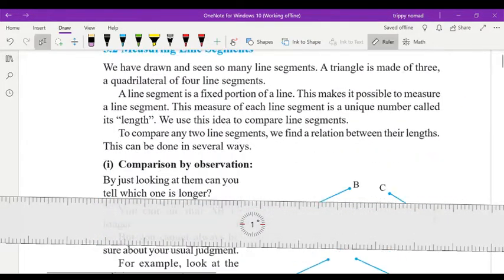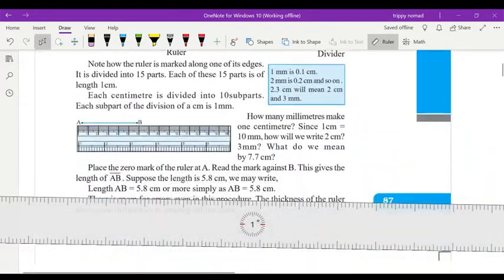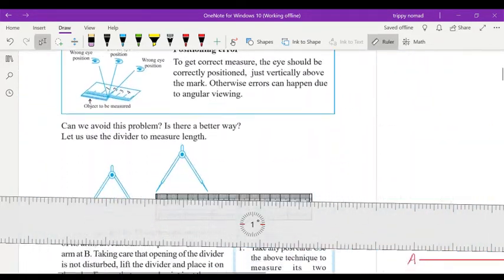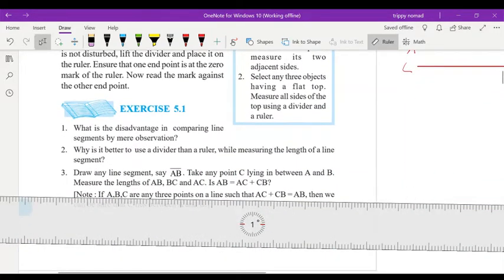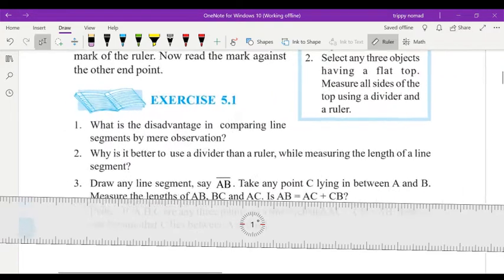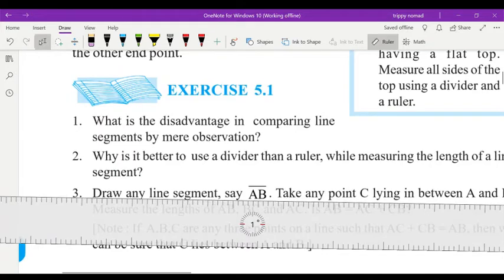I hope all of you have understood up to chapter number 4. So we have to start exercise 5.1. That is very simple. You will be easily able to solve these sums and answer the questions. The first question I am going to read from here: What is the disadvantage in comparing line segments by mere observation?